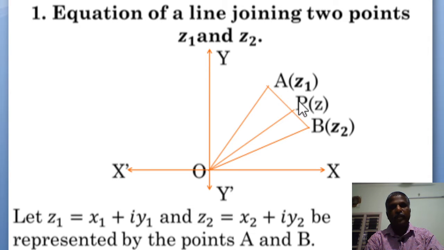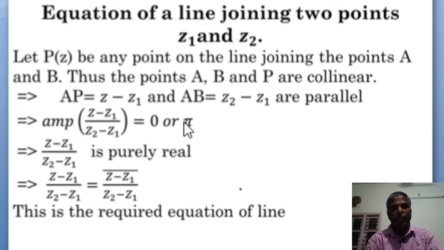Therefore, the lines AP and AB are parallel. Once they are parallel, the angle made by AP and AB is equal to 0 or 180 degrees. That is, the amplitude of AP by AB is equal to 0 or pi. Here AP is equal to z minus z1 and AB is equal to z2 minus z1. Using position vectors, AP is equal to OP minus OA and AB is equal to OB minus OA.